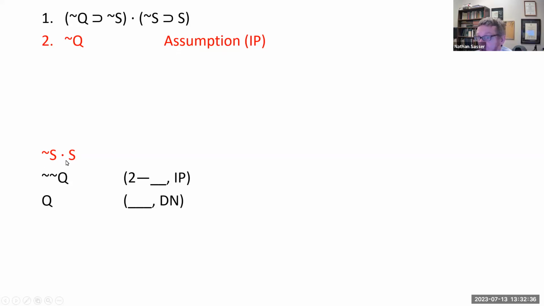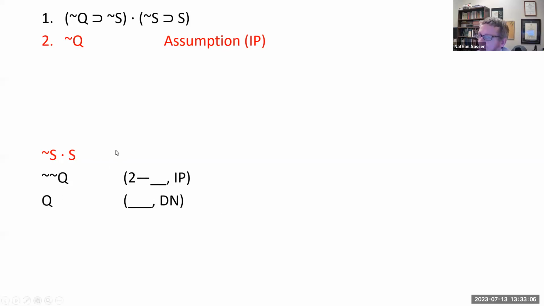And then somehow I'm going to get to a contradiction. In this case, that's what I'm gunning for. And then when I discharge the assumption, the conclusion is going to be not Q, the opposite of that assumption, right? And the justification for that will be lines 2 through whatever this ends up being, indirect proof. And I get this final step, double negation, and that would get me my conclusion. So I'm leaving blanks here where I'm going to fill in the line numbers once I figure out what those are.